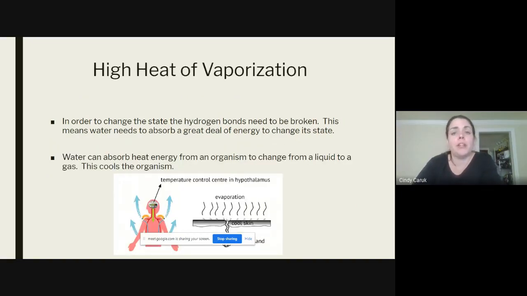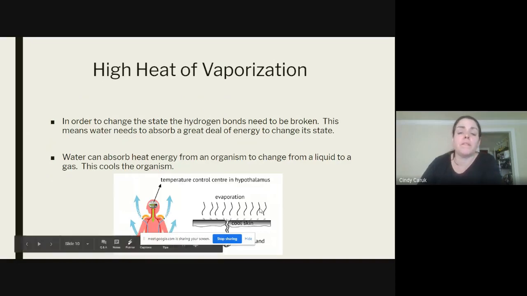High heat of evaporation: this is the amount of energy needed to go from a liquid to a gas. And again, you have to break all those hydrogen bonds to change the state. This cools organisms, evaporative cooling.